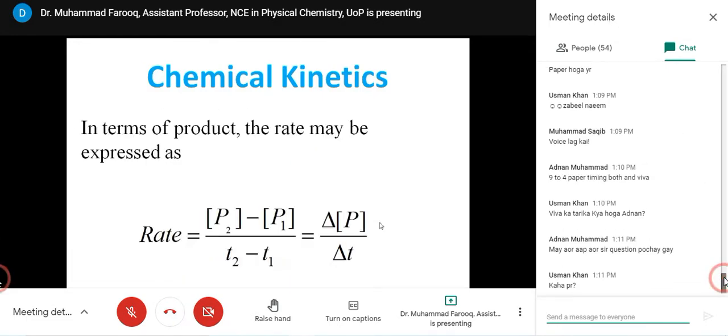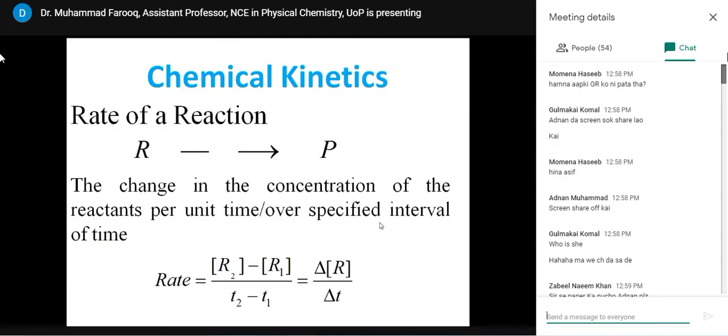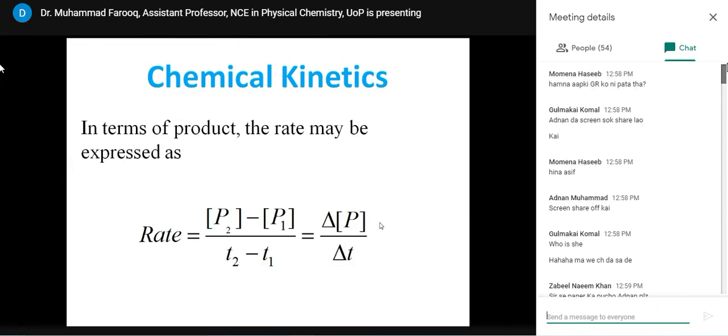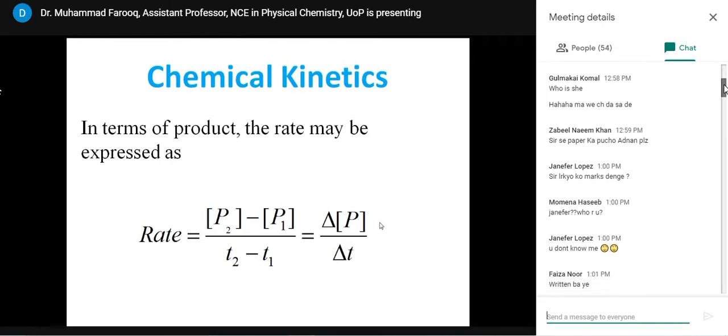So now, R is the reactant. If in terms of product, we can write the rate of the reaction as P2 minus P1, the change in the concentration of the product per time, T2 minus T1. So delta P is P2 minus P1 divided by T2 minus T1. We can write delta P divided by delta T. Is this clear or not?